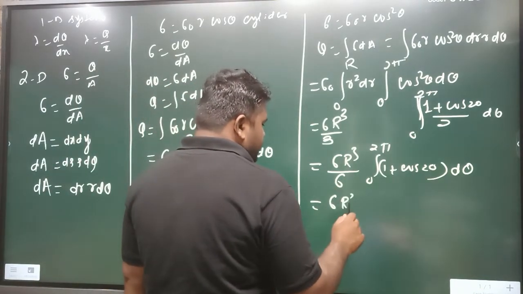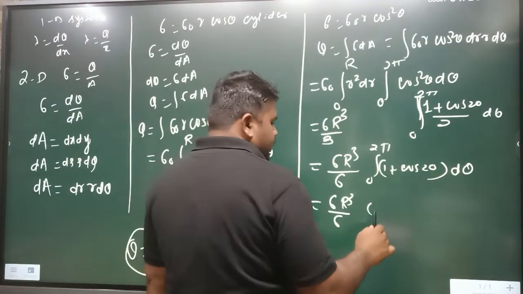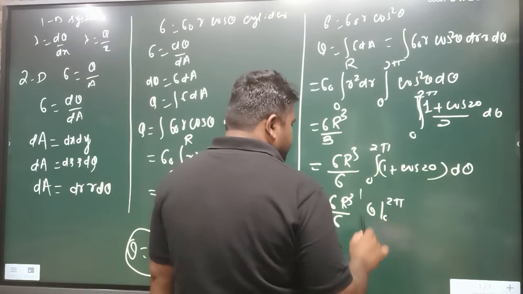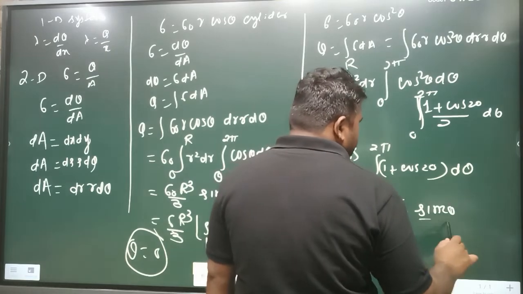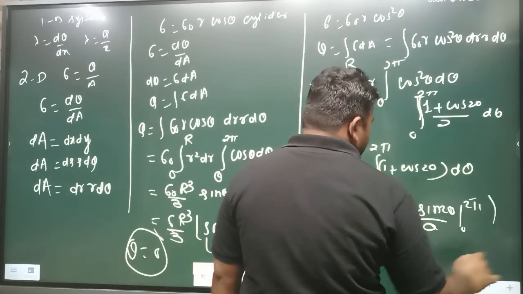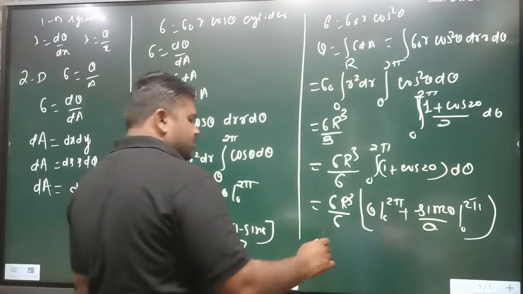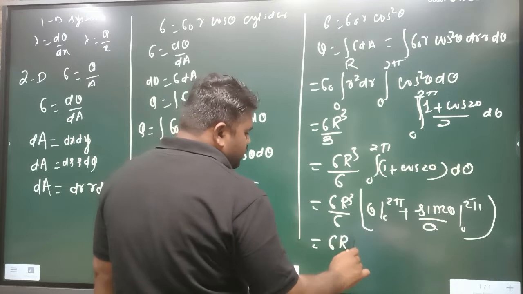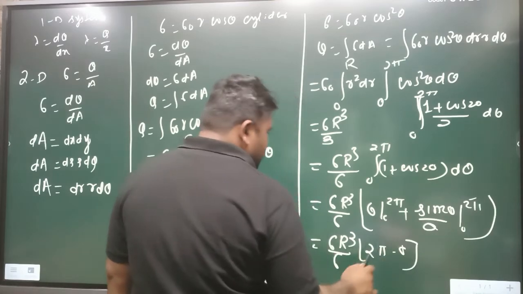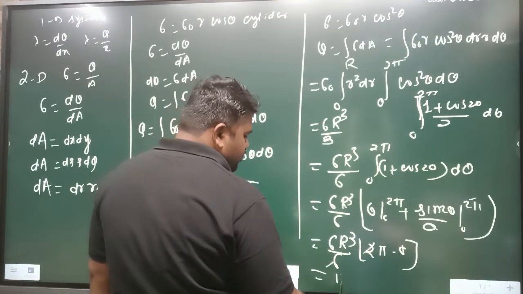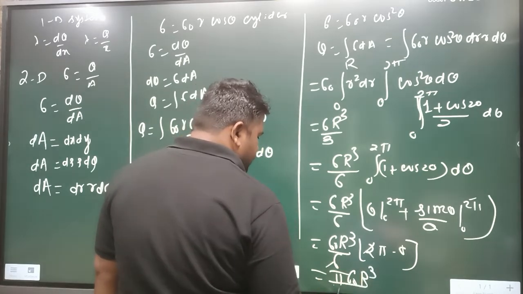Sigma r to the power 3 upon 6. The integration of d theta gives theta with limit 0 to 2 pi, and the second part is the integration of cos 2 theta, which is sin 2 theta upon 2, limit 0 to 2 pi. Sin 2 pi is 0 minus sin 0 is 0, so this part is 0. Then sigma r to the power 3 upon 6 into higher limit 2 pi minus lower limit 0. The 2 cancels, and this equals pi sigma naught r to the power 3 upon 3.